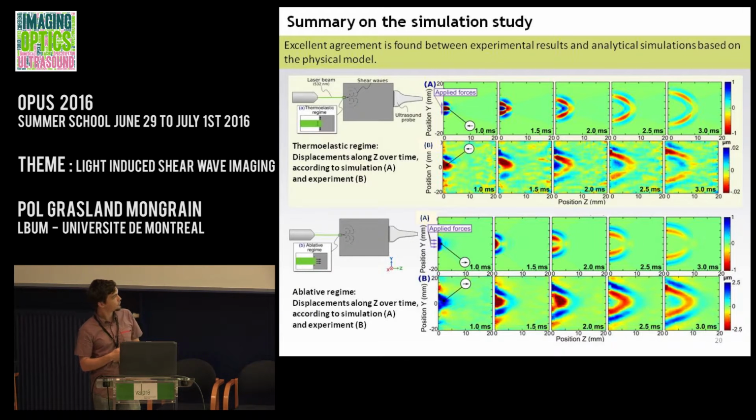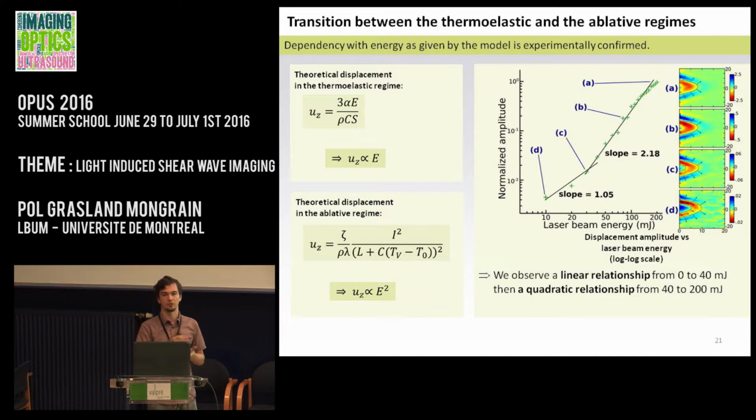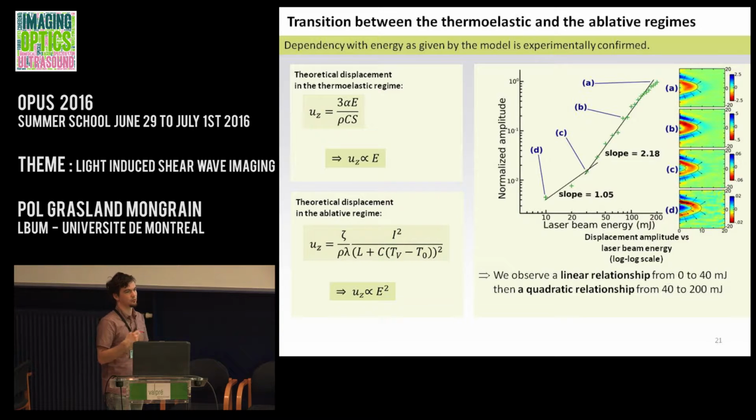So we wanted to see the transition between the two regimes. For that, I have taken the theoretical displacement, and we can remark that the displacement is proportional to the energy at low energy, and at high energy it is proportional to the square of the laser energy. On the right here you can see a plot of the displacement as a function of the laser beam energy in a log-log scale.